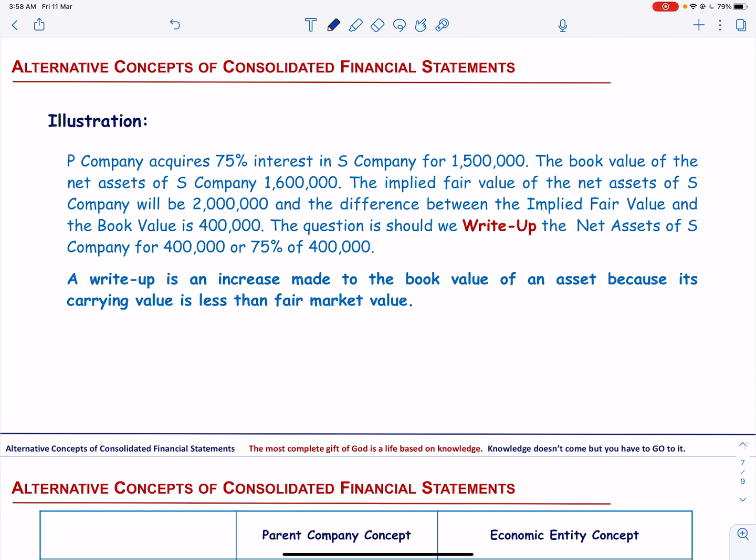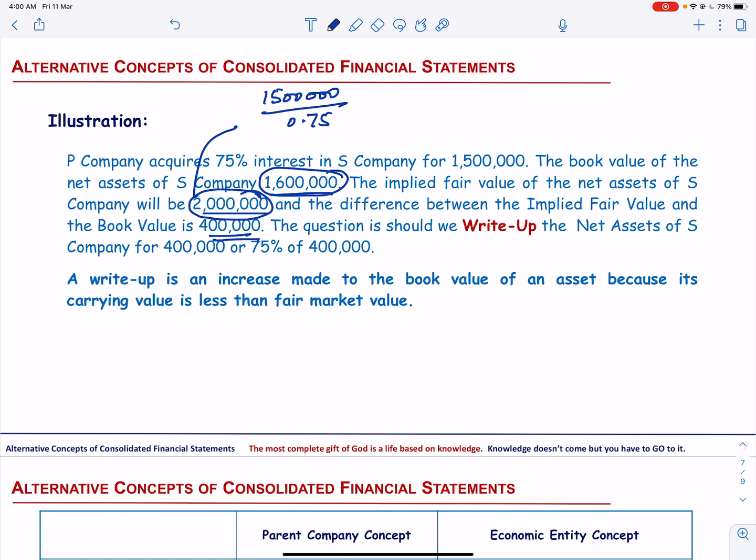P company acquires 75% in S company for 1,500,000. The book value of net assets of S company is 1,600,000. The implied fair value of the net assets of S company will be 2,000,000, that is 1,500,000 divided by 75%, and this will be equal to 2,000,000. And the difference between the implied fair value and the book value will be 2 million minus 1.6 million, and that is equal to 400,000.